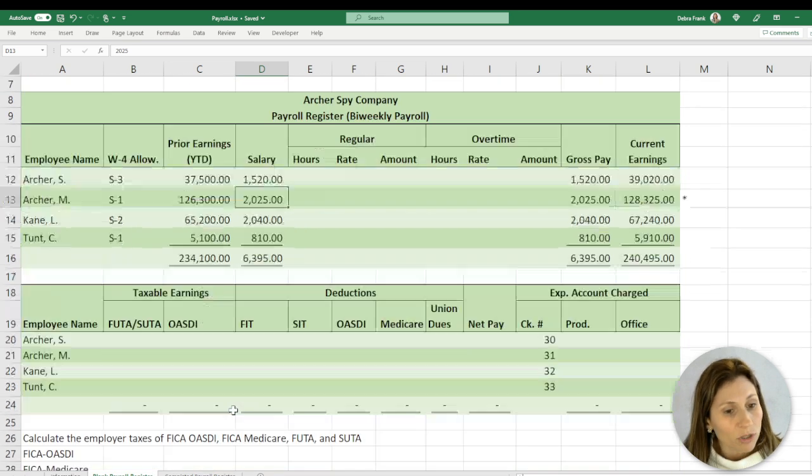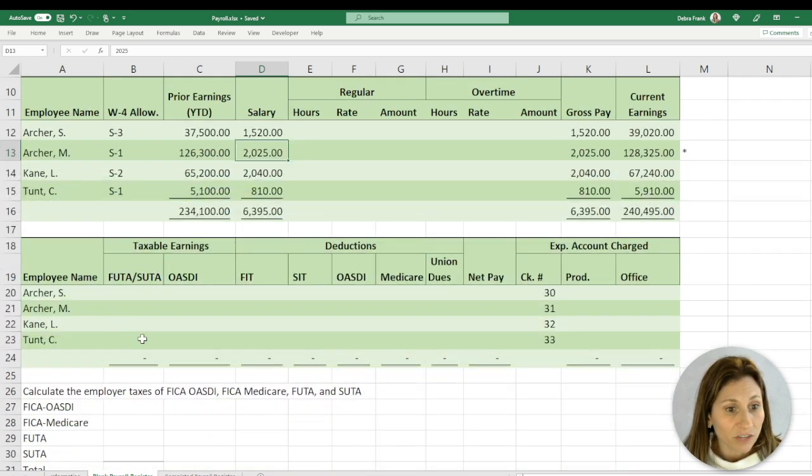And you can see here below, as we start completing this table, we're going to complete what the OASDI amount is. So we'll start filling that out shortly. Okay, so let's go ahead and start filling out our FUTA and SUTA amounts first.